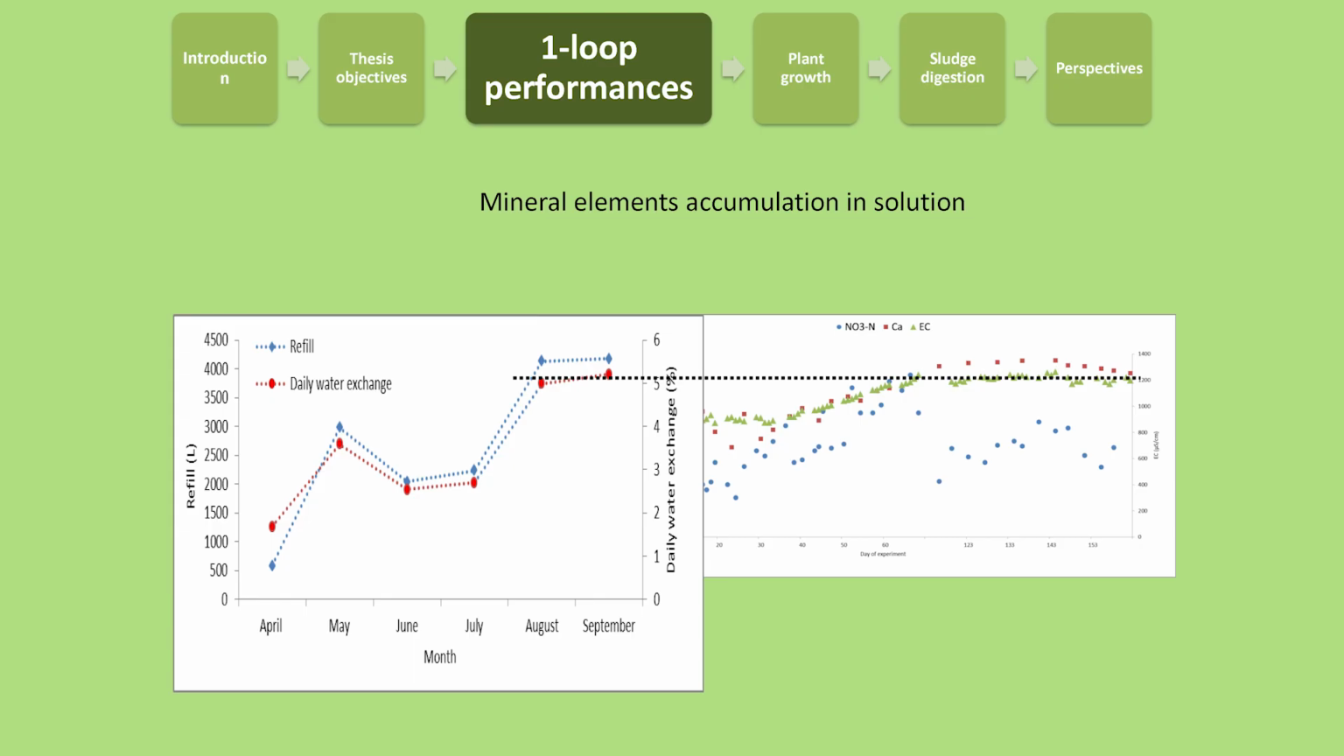So do you have an idea why I put this dotted line here? Can someone tell me? What is the link between these two graphs? To maintain the pH? No, there is no pH on these graphs. It's the stability, it's the plateau. Yes.